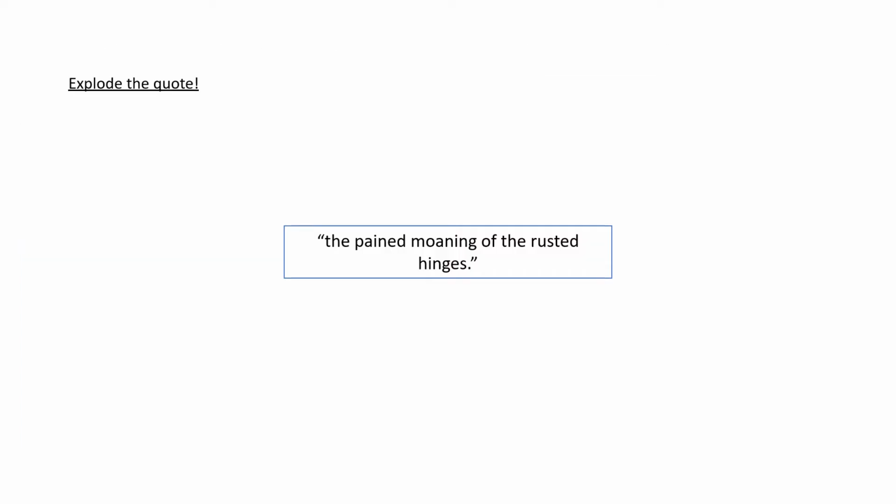So now we're going to explode the quote. To do this, the first thing I'm going to write is "sensory language" at the bottom here, just to show that I know what the technique is. Sensory language is when we use language about what we can smell, hear, taste and touch. So with the pained moaning of the rusted hinges, we can hear the sound of those hinges, and we don't have to talk about how that's going to make us feel.